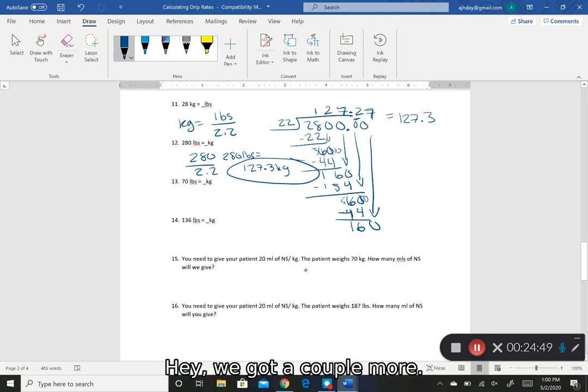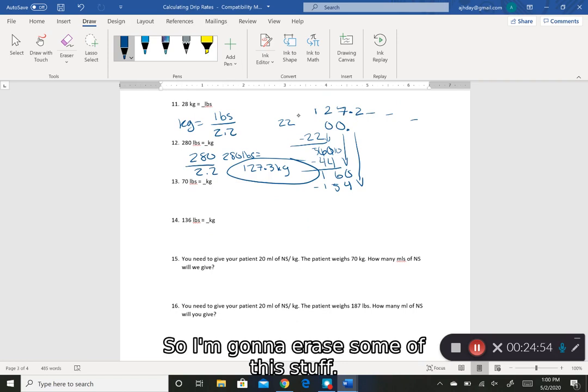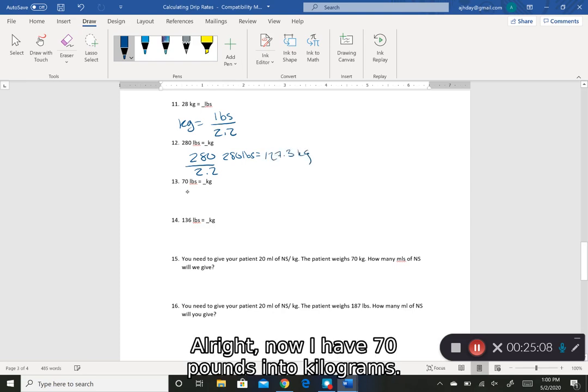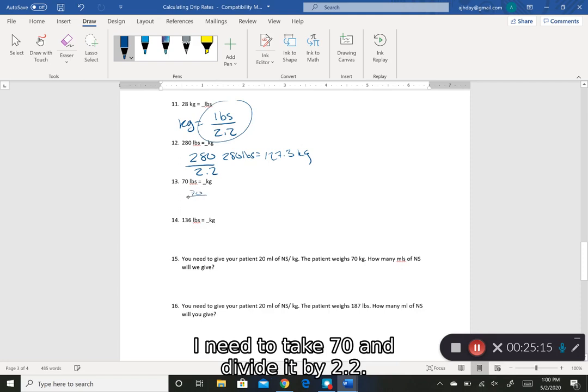All right, we got a couple more. So I'm going to erase some of this stuff. We have room. All right, now I have 70 pounds into kilograms. So I'm using the same formula up here. I need to take 70 and divide it by 2.2.